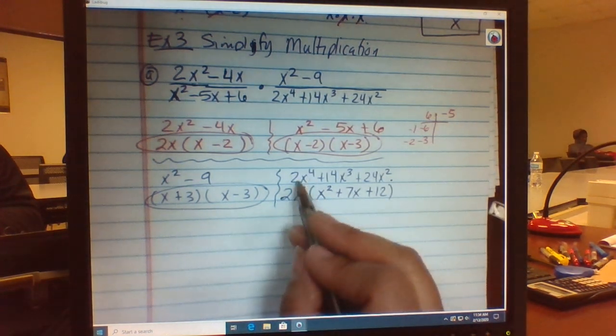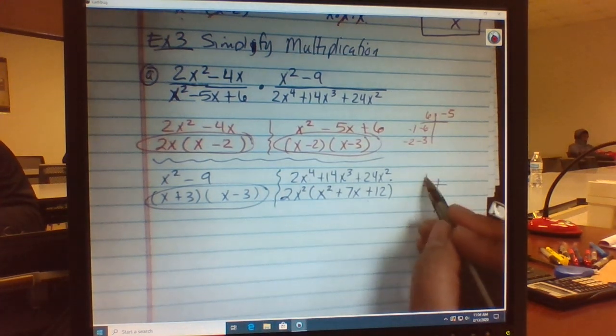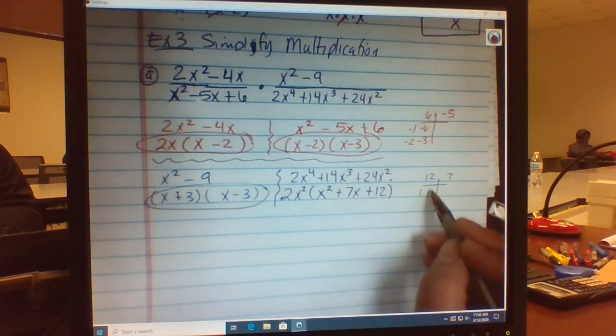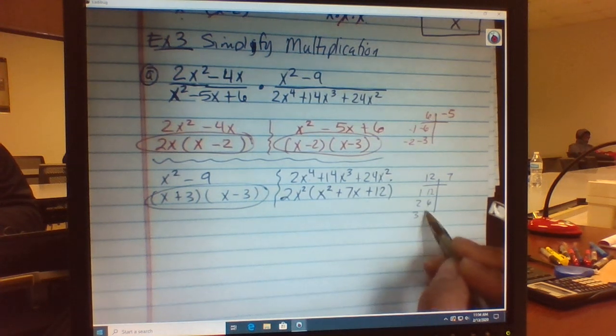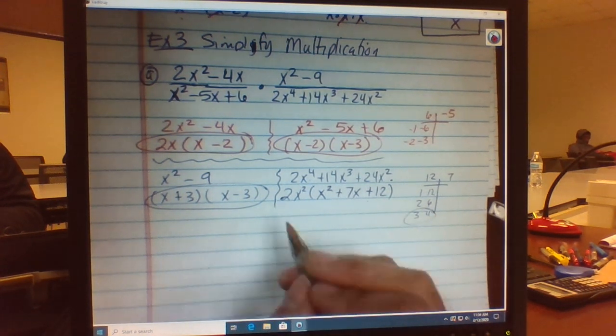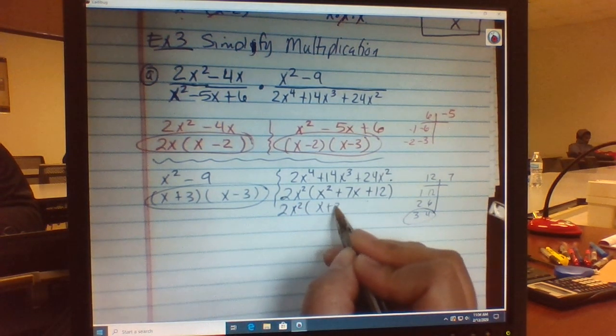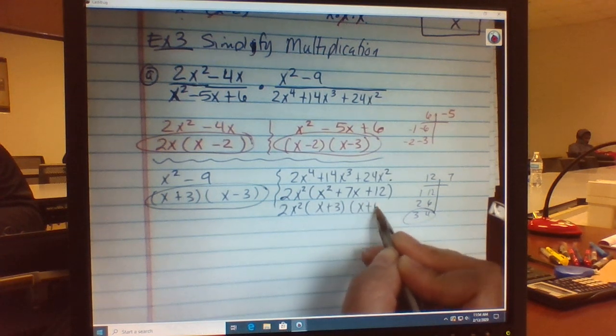So, can't do anything there, but can I still do something inside? Yep. 12 and 7: 1 and 12, 2 and 6, 3 and 4. They both have to be positives. So I have 3 and 4. So 2x cubed, x plus 3, x plus 4.